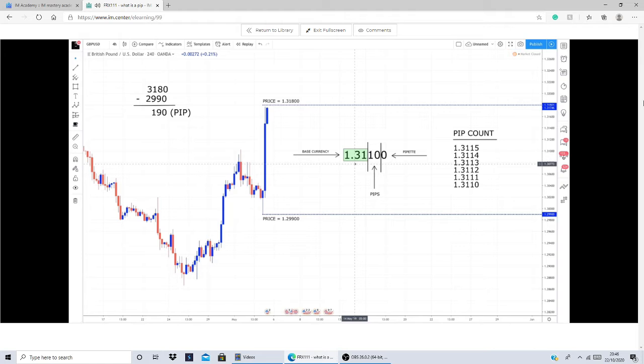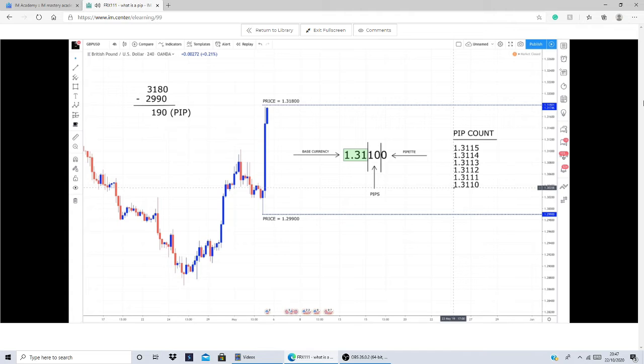Now, the 3rd and 4th decimal, these are the fractions of the currencies that are moving and calculating when the market is going up and when the market is going down. Every single time this unit of measure changes by 1 decimal, the pip count is either going up or coming down. In this example, we can see that the Great British Pound to the US dollar started at 1.29900 and risen to 1.31800. Before we get into that, let's take a look at the pip count happening in between.